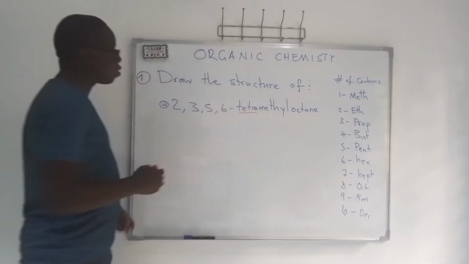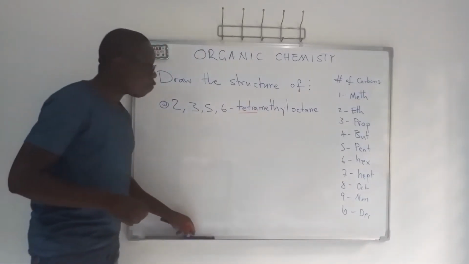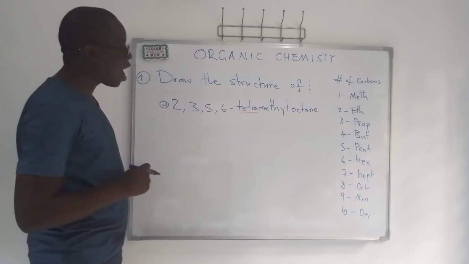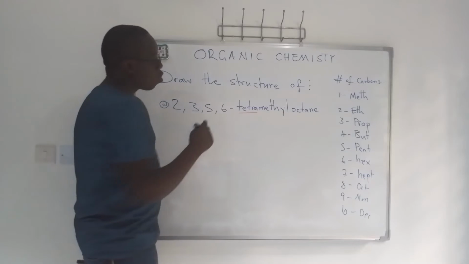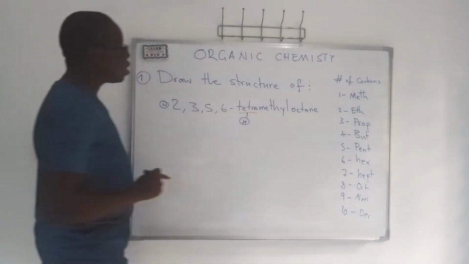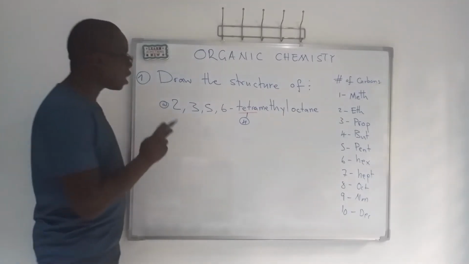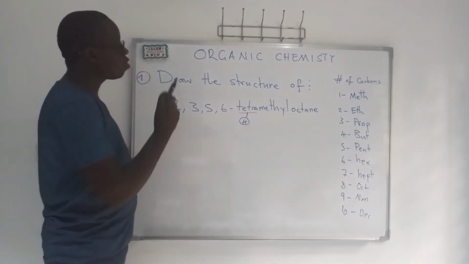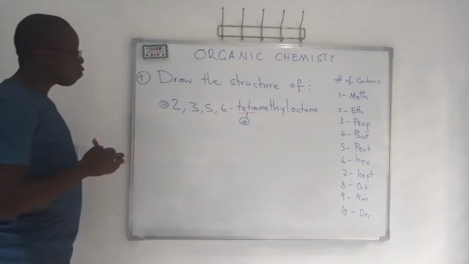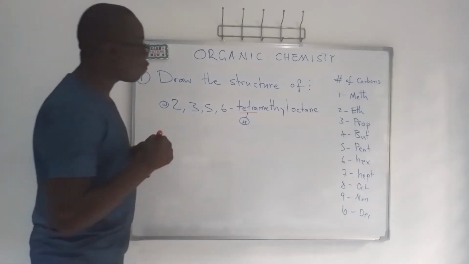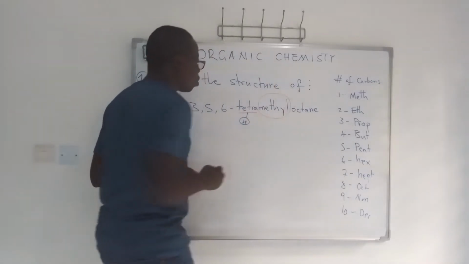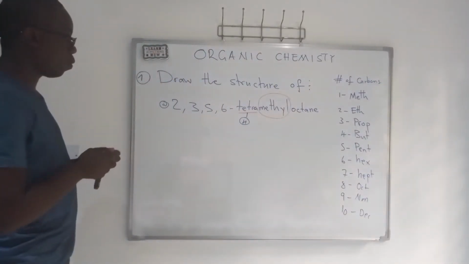This tetra suggests that 4 of the same substituents are attached to that compound. So tetra means 4, so it simply means 4 substituents are attached to this compound. Now, what are those 4 substituents? The 4 substituents are the 4 of this compound here, which is a methyl.